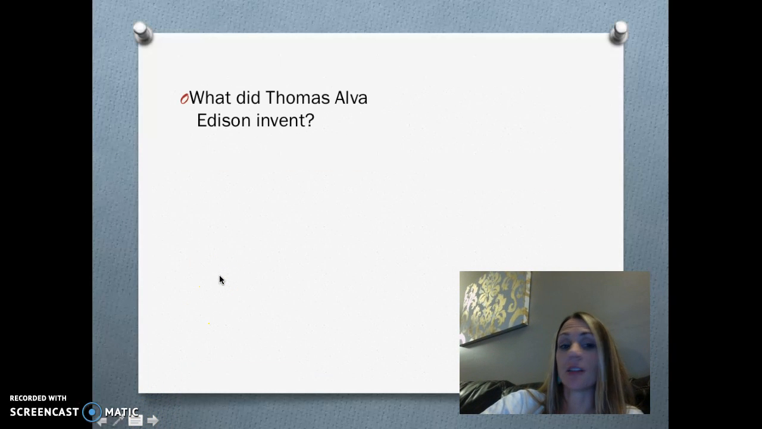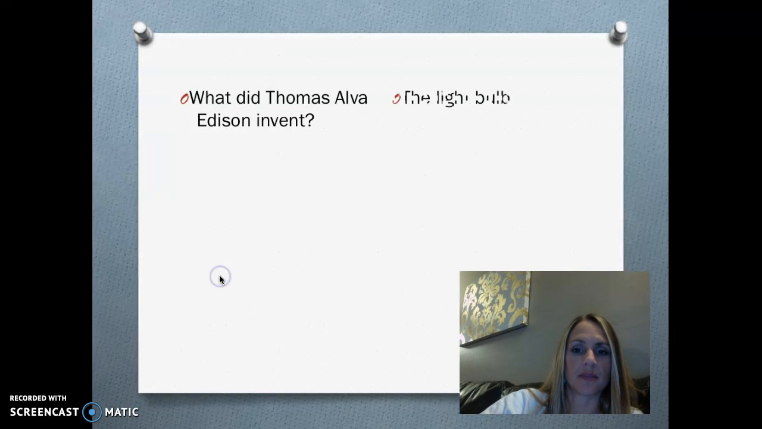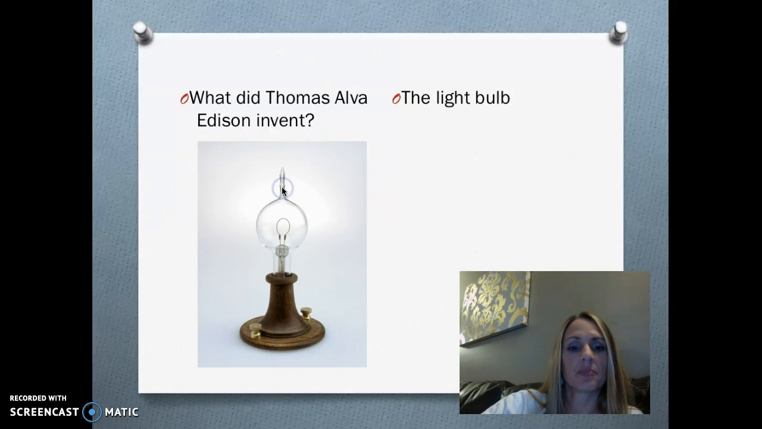What did Thomas Alva Edison invent? The Alva might have thrown you off. It's okay. It's still Thomas Edison. And of course, he did invent the light bulb. And that would be kind of what the first light bulb looked like.